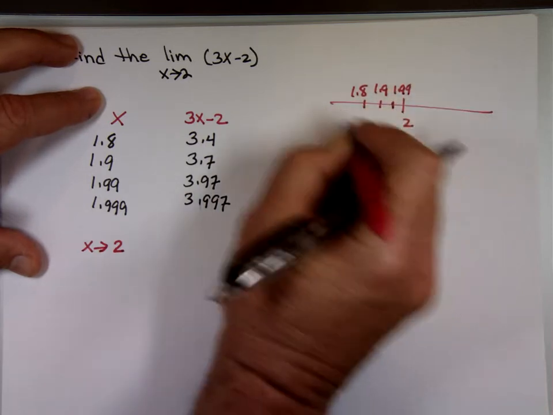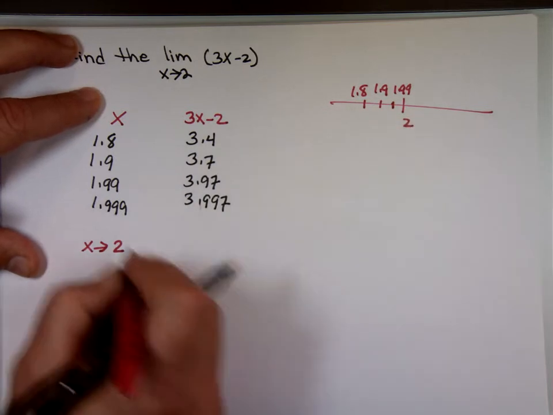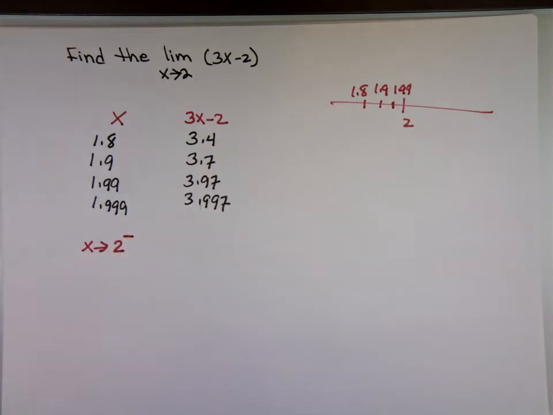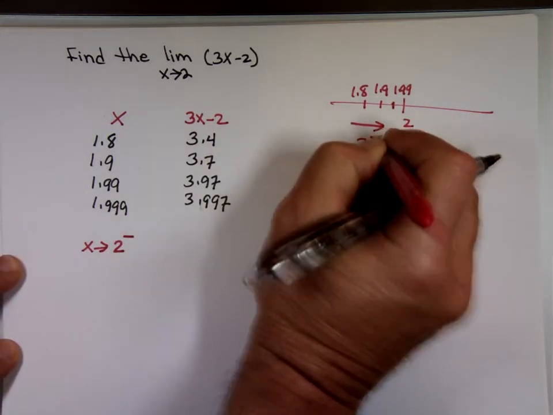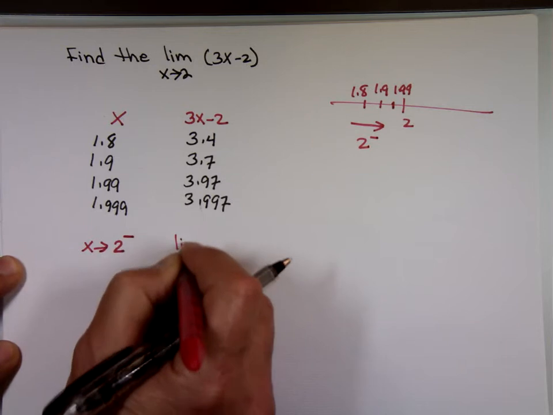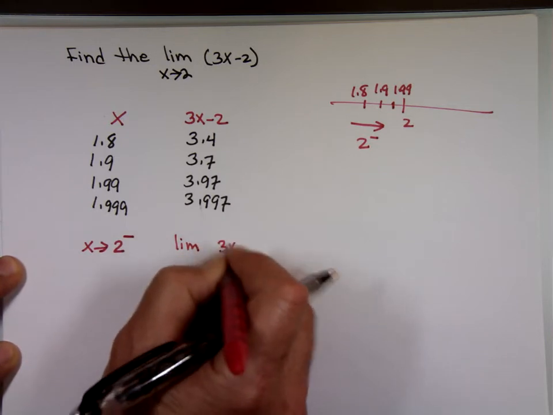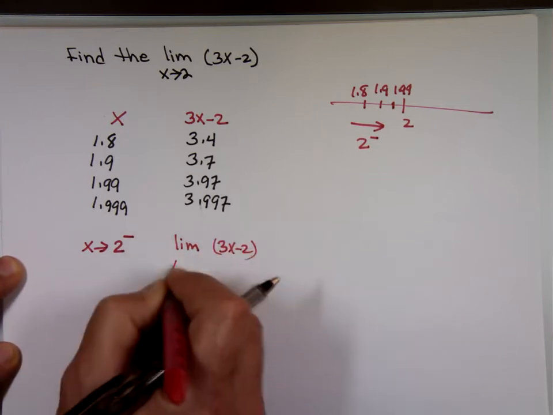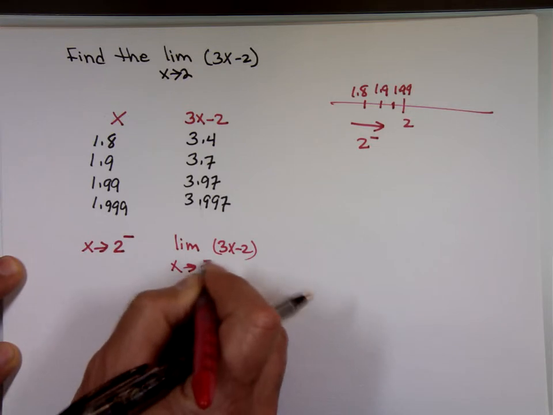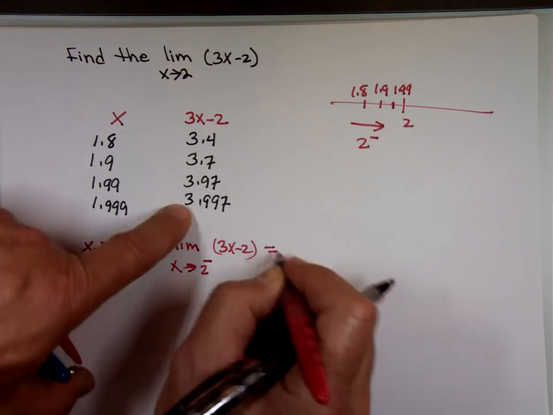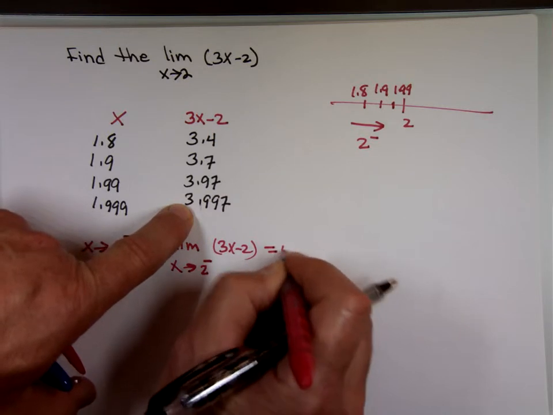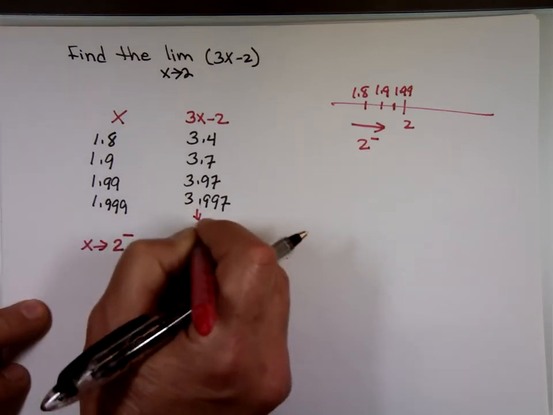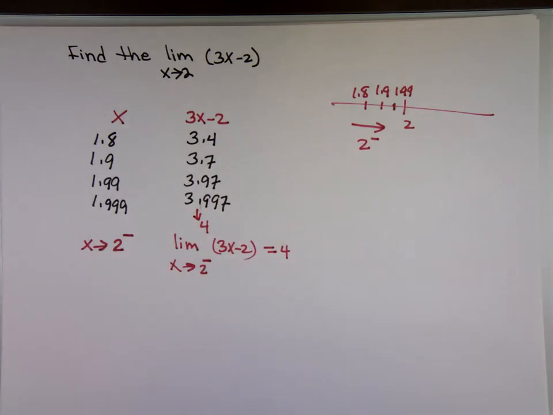So as you approach the 2, from which side? That's the left side. We use the minus sign to indicate the left side. As x approaches the 2 from this side, the limit of 3x minus 2 as x approaches 2 from the left side happens to be approaching what? The answer? 4. That answer was going toward the 4. You can see it. It's getting closer and closer to 4.